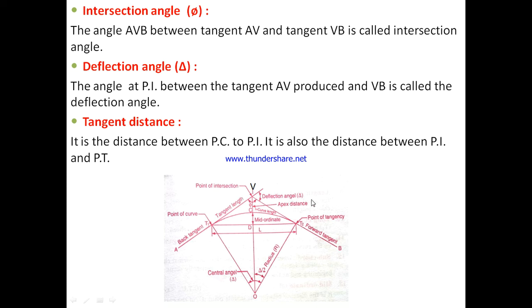So next definition is tangent distance. It is the distance between PC to PI, or PI to PT. It is given here. So that distance is called tangent distance. The distance between PC to PI, point of curve to point of intersection, is called tangent distance, and it is also the distance between point of intersection and point of tangency.